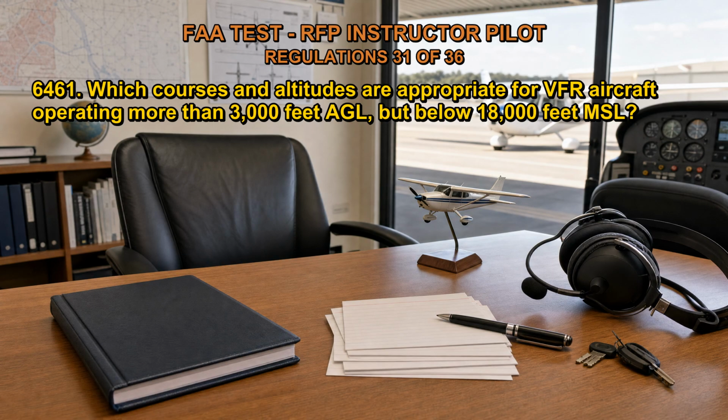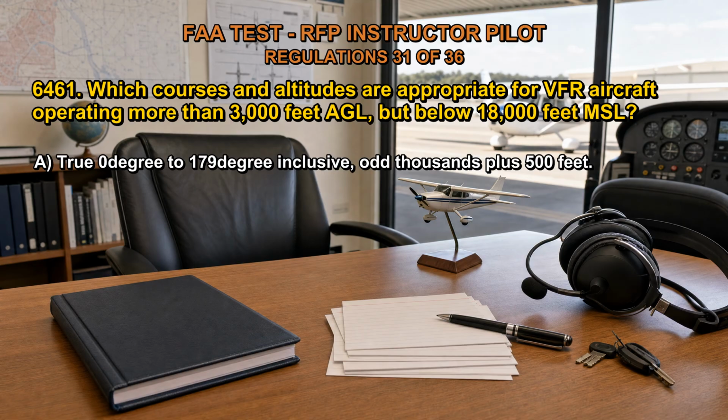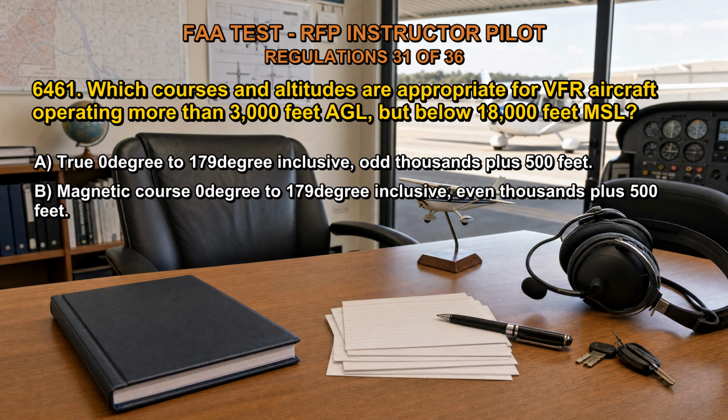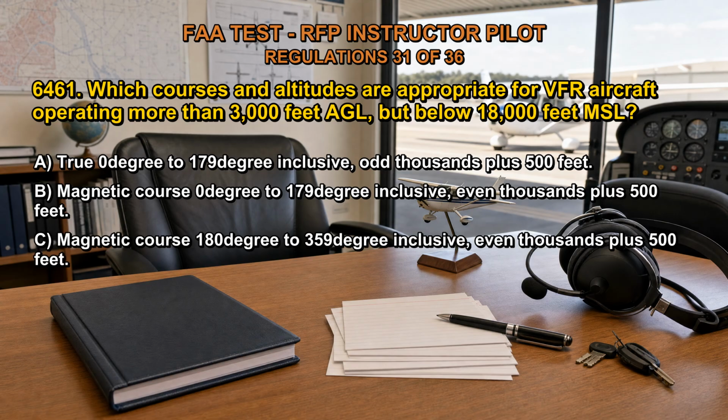6461. Which courses and altitudes are appropriate for VFR aircraft operating more than 3,000 feet AGL, but below 18,000 feet MSL? A. True course 0 degrees to 179 degrees inclusive, odd thousands plus 500 feet. B. Magnetic course 0 degrees to 179 degrees inclusive, even thousands plus 500 feet. C. Magnetic course 180 degrees to 359 degrees inclusive, even thousands plus 500 feet. The correct answer is C.